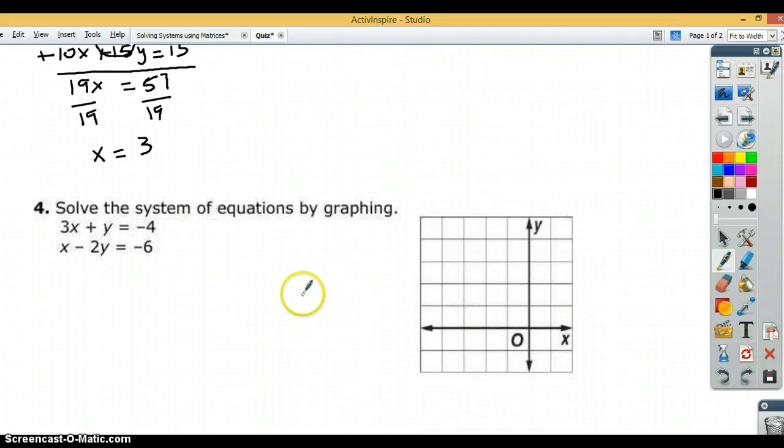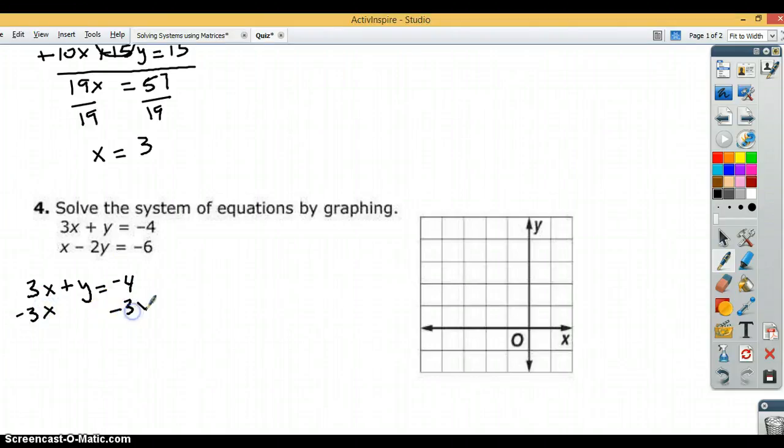Alright, this one wasn't multiple choice. I expected you to be able to do this one at least in the calculator. This graph really wasn't going to work too well, but that's okay. So we have to solve this for y. So we have 3x plus y equals negative 4.